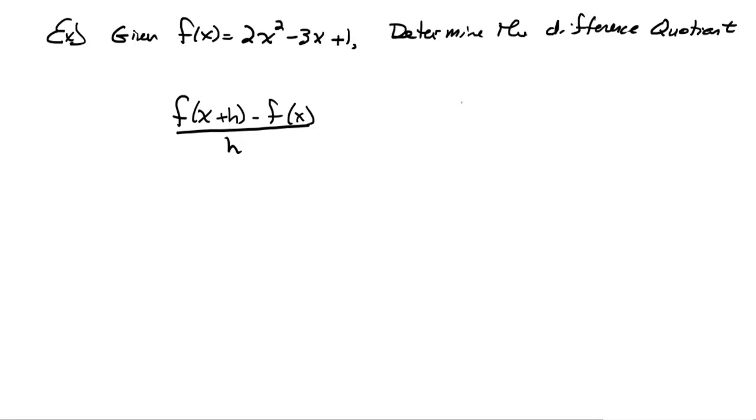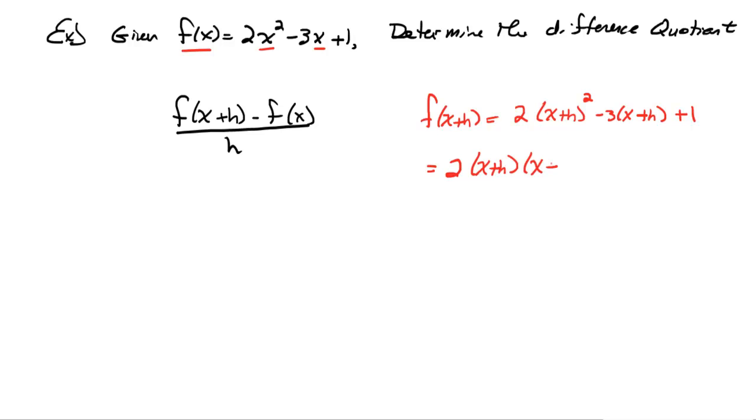So first step is that we'd like to find f of x plus h. So everywhere in f I see an x, I'm going to plug in x plus h. So I'm going to have 2 times x plus h squared minus 3 times x plus h plus 1. Be careful here. 2 times x plus h squared is really 2 times x plus h times x plus h, minus, I'm going to distribute this 3, minus 3x minus 3h. Be careful about the h there. It becomes a minus 3h, still plus 1.